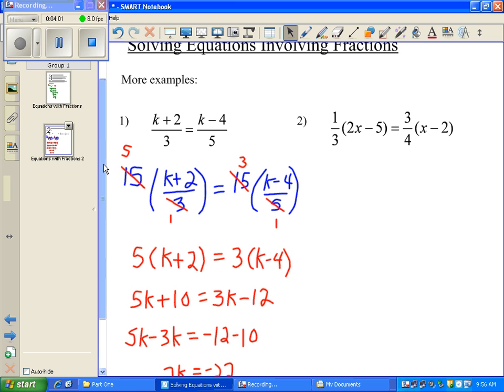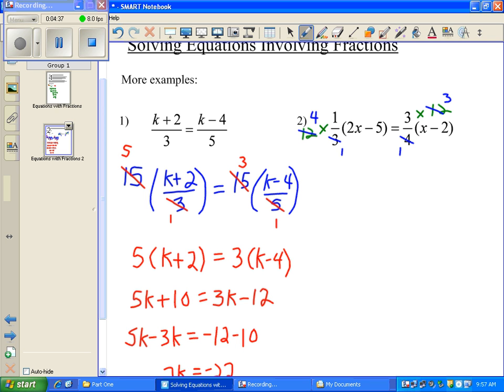Now the second example looks a little bit different, but in fact is the same. You're going to look again at the lowest common denominator of 3 and 4, and that will be 12. So you're going to multiply both sides by 12. So I'm going to multiply the left-hand side by 12 and the right-hand side by 12. When you do that, again, we can cancel out. 3 goes into 3 once, 3 goes into 12 4 times. 4 goes into 4 once, 4 goes into 12 3 times.